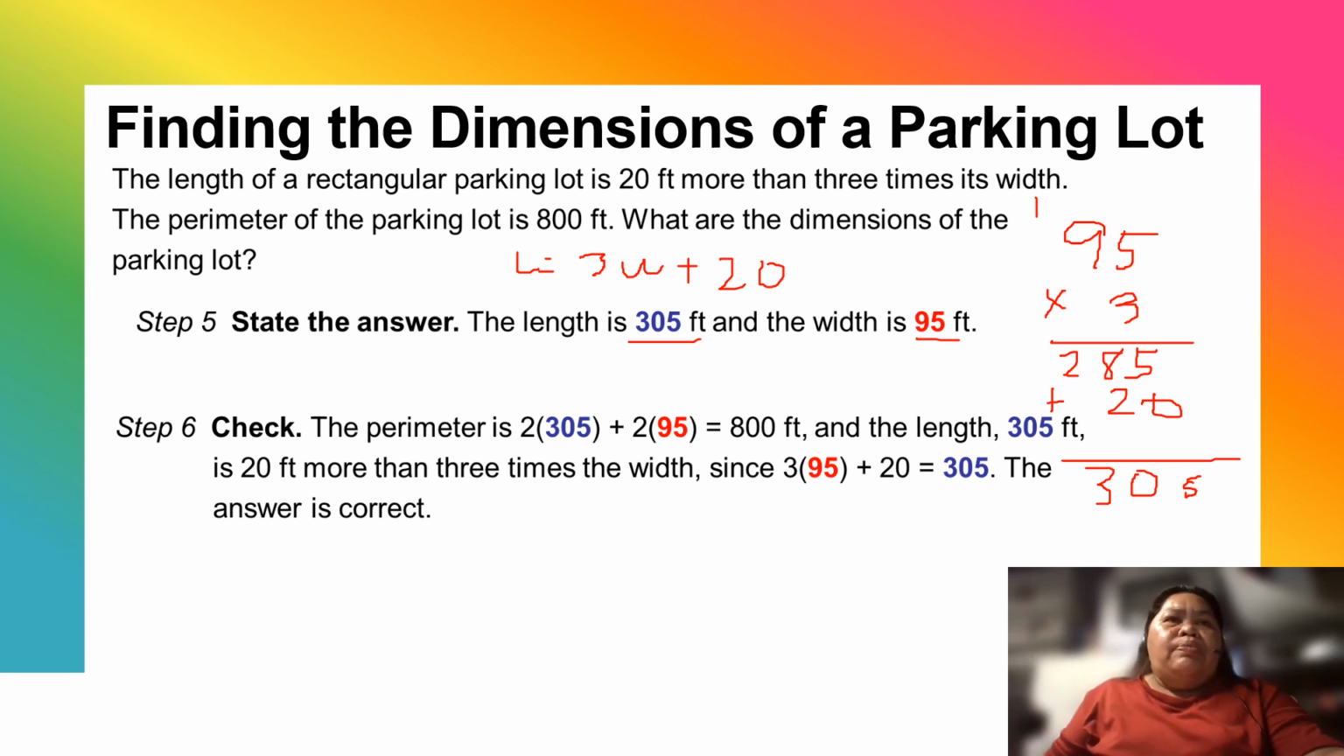And then for step 6, the perimeter is 2 times 305 plus 2 times 95, that's 800. And the length is 305, that is 20 feet more than 3 times 95 plus 20. So the answer is correct.